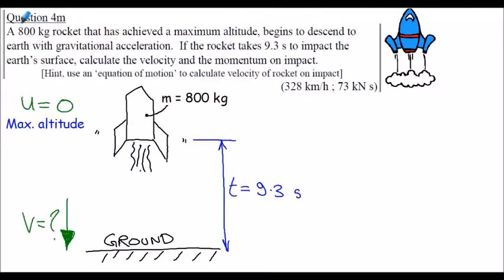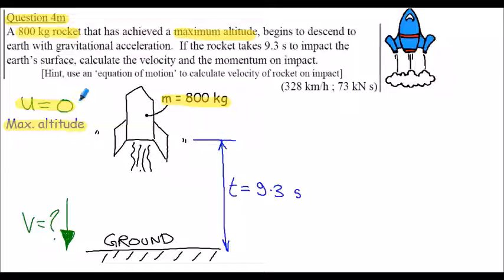This is a solution to question 4M. We need to be careful with the information in the question. There's an 800 kilogram rocket, so mass is 800 kilograms, and it reaches a maximum altitude. Now we need to understand that at maximum altitude, the velocity of the rocket, I've shown as u there, is 0. At maximum altitude, the rocket is just about to start to fall to Earth, so it must have 0 velocity as it moves from upward motion to downward motion.